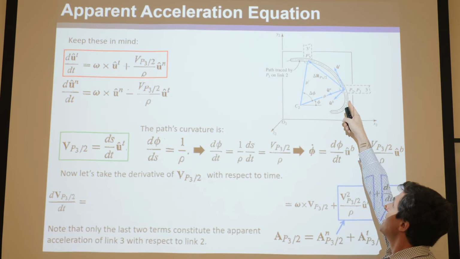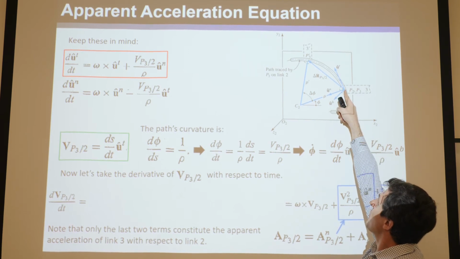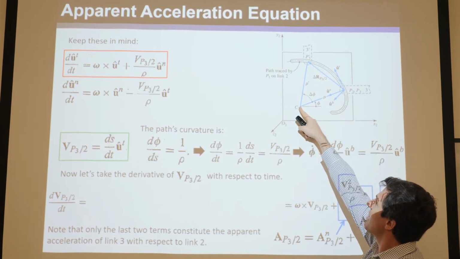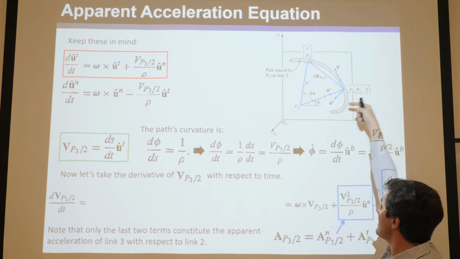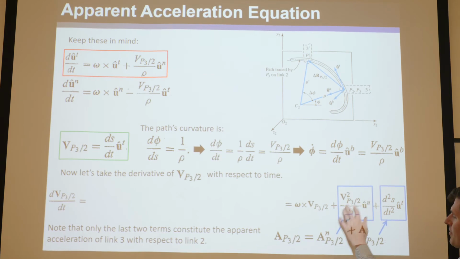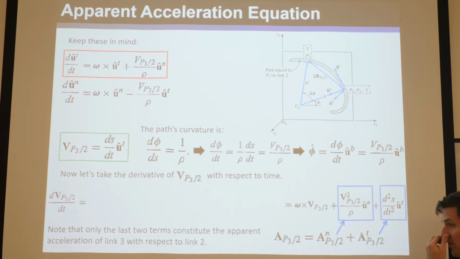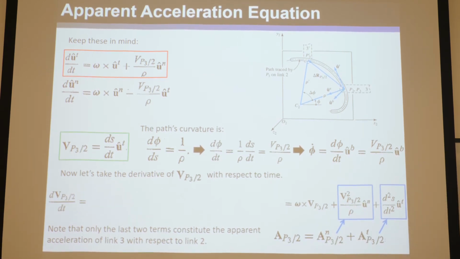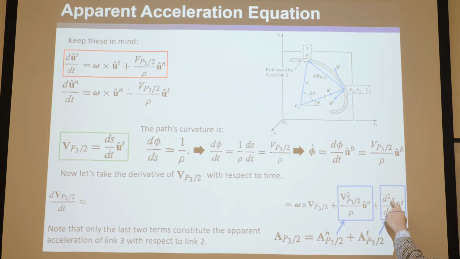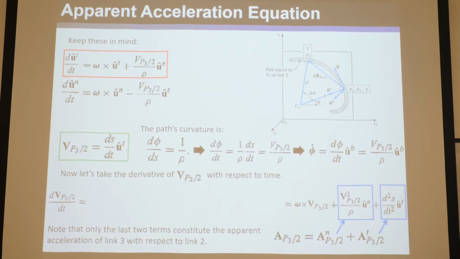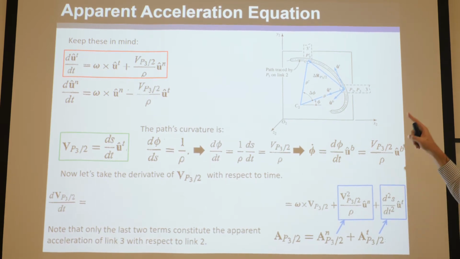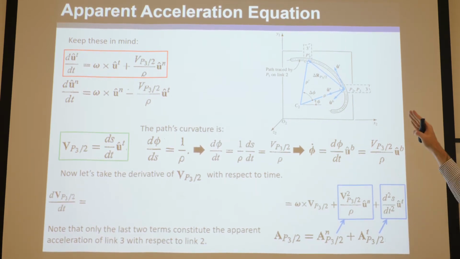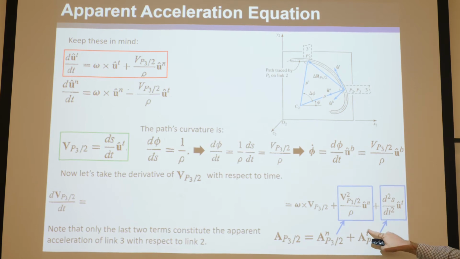Remember, p3 is going around this curve, and at this point right there, it's basically rotating around a circle whose center is c2 with a radius of rho, so it's pointing in there. This is the centripetal apparent acceleration, or the normal apparent acceleration. And then d²s/dt² is essentially the acceleration as p3 screams along, the apparent acceleration in the tangential direction ut. So that's the tangential one.